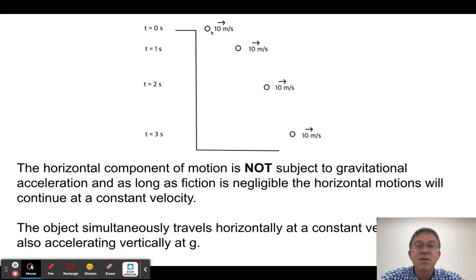If it leaves my hand at 10 meters per second, it will continue traveling horizontally at 10 meters per second at time t equals 0, t equals 1, t equals 2, t equals 3. It never varies because there's no acceleration in that direction as long as friction is negligible, which in most AP physics problems it is going to be. So the thing is, the object is undergoing two motions simultaneously. At least that's one way of thinking of it. It's both accelerating vertically at a faster and faster speed as it travels horizontally at a constant speed.